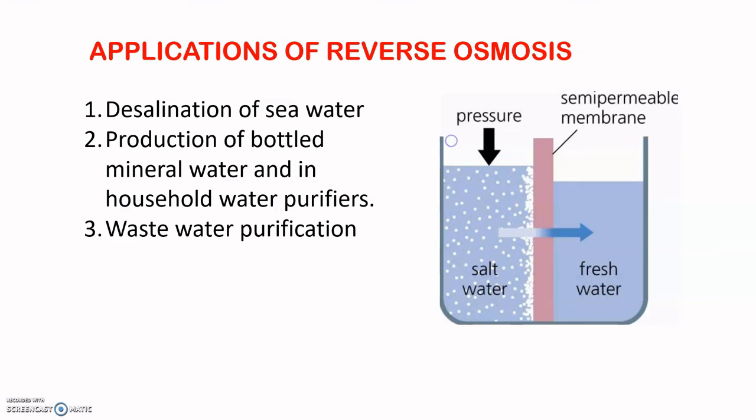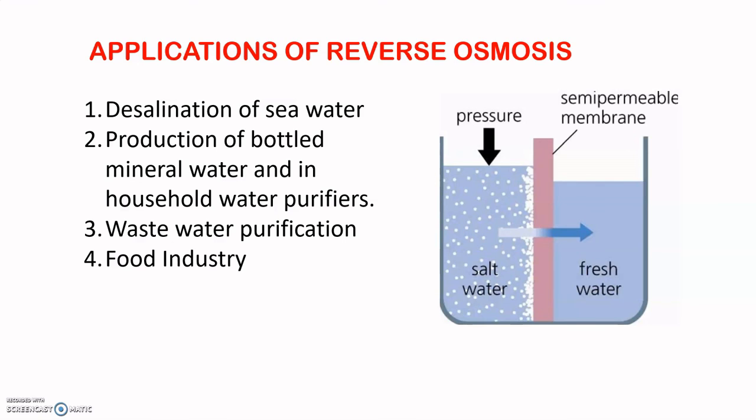And another application is wastewater purification. The same way we have done for desalination, the same methodology can be used for purification of wastewater. So industrial wastewater effluents can be purified and let off into the environment after treating them through a tank having a semi-permeable membrane.